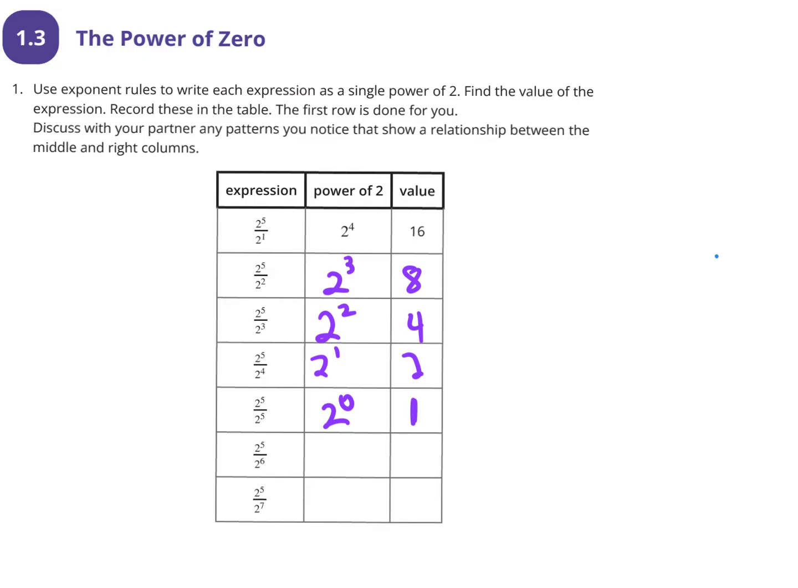5 minus 6 is -1, and this is 1 over 2. And we're going to leave our answers as fractions. 5 minus 7 is -2, so this is 1 over 2 squared, which equals 1 over 4. A negative exponent flips the fraction upside down. And if you don't understand that 2 over 1 is equal to 2, think about it, and you'll see that this works.